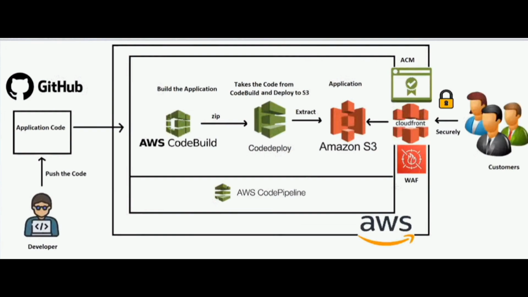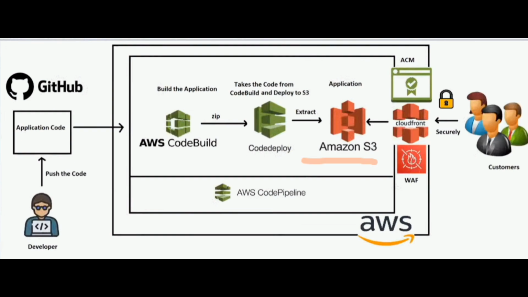Then the fourth step, which is also inside the CodePipeline, is AWS CodeDeploy. Once the build with CodeBuild is done, CodeDeploy takes over. Its job is to deploy the application to our hosting service. For hosting, you need to deploy the application. Here it takes the zip file created by CodeBuild, and uploads and extracts it into an S3 bucket. An S3 bucket is nothing but a storage service of AWS.